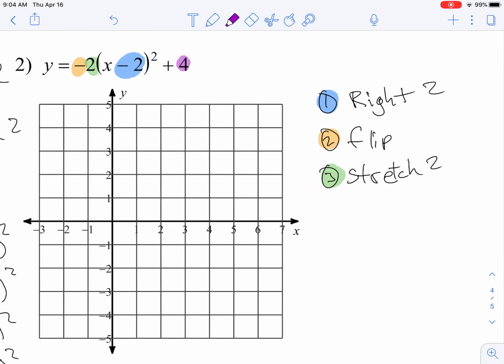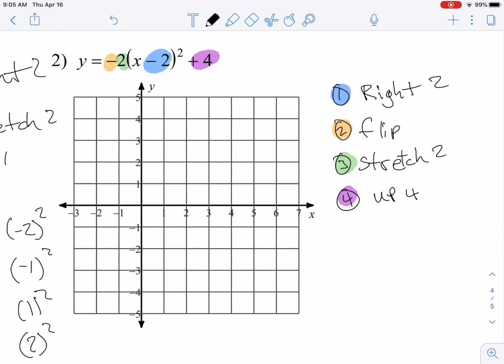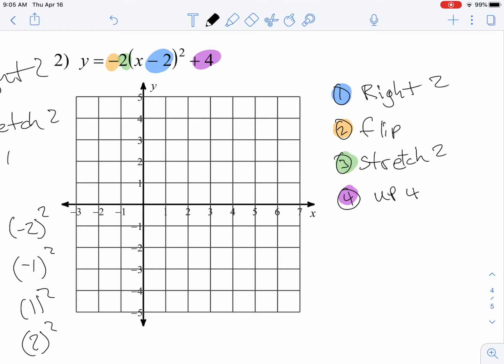Okay, and then my last step I'll do in purple. Number 4, which is also to move everything up by 4. So I'm going to use my parent function. Remember, those are my 5 favorite numbers.